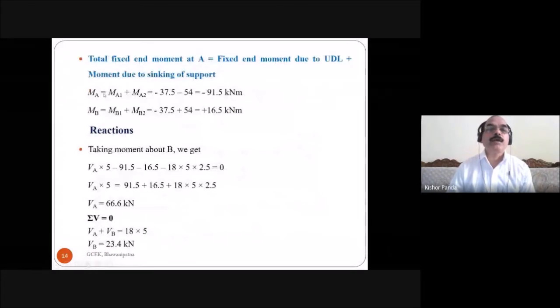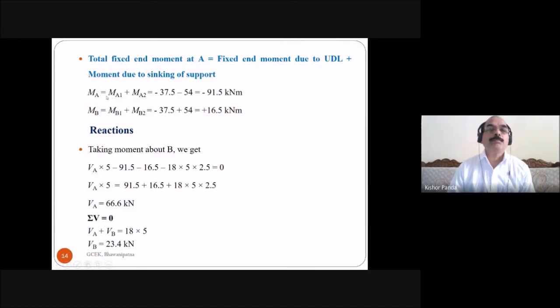Then you have to find out what is the total moment at A and what is the total moment at B. You have to find out the total fixed moment at A, and the total fixed moment at B. The total fixed moment at A is equal to the fixed moment due to the UDL plus the fixed moment due to the sinking of support.